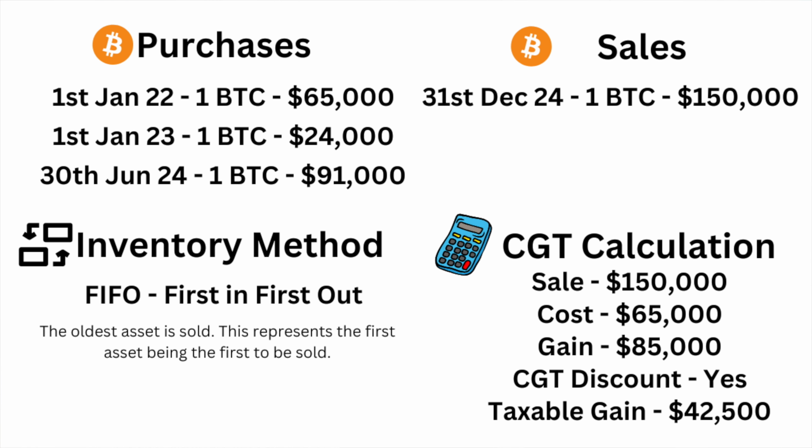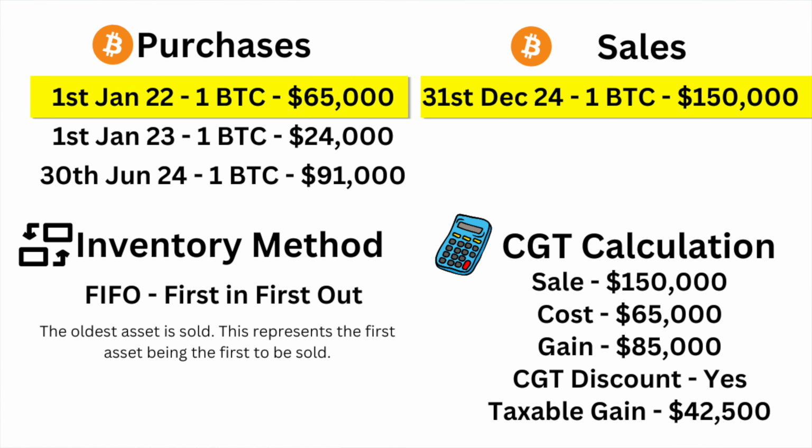So in this case, we would have the $150,000 sale, but we'd be selecting that Bitcoin we purchased on the 1st of January 2022, which was $65,000. So in this situation, we would have a capital gain of $85,000. And the great thing is this has been held for over 12 months. So we'd get a 50% discount, so we'd only pay tax on half of that. So our taxable gain would be $42,400.